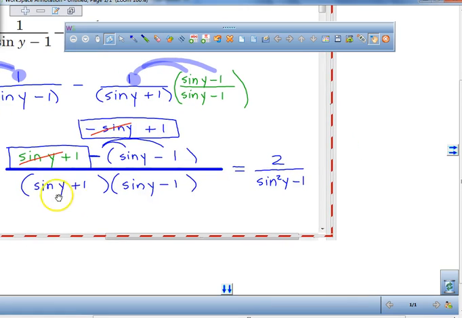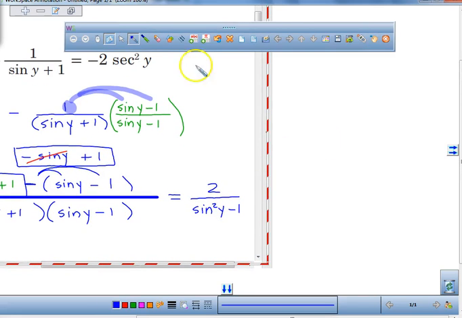And if you didn't know that, what would you have to do? Multiply those together using what method? FOIL method. You have to FOIL it out. If you do the FOIL method, it becomes that. Now, this is what I want you guys to understand.